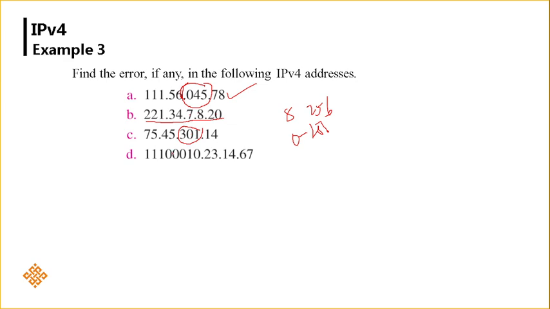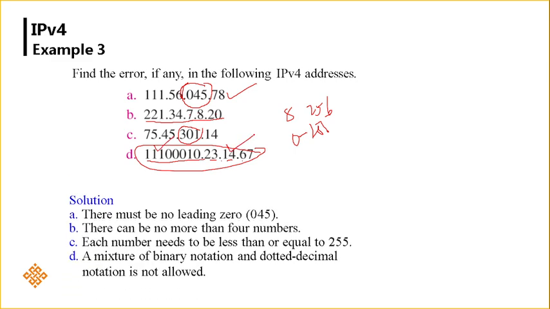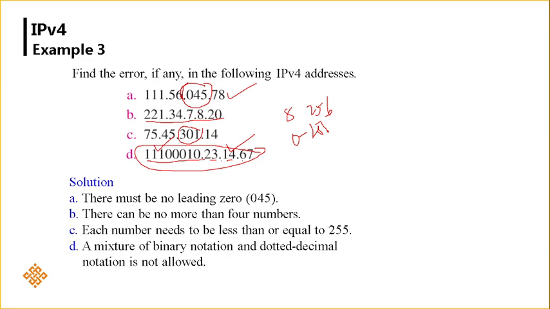So it is invalid. And 111 something dot 23.14.61. It is also invalid because any IP address can't be represented both in binary form as well as decimal form. So in this way, we can identify the errors and we can practice. So here is the solution also available for the above question. Okay.